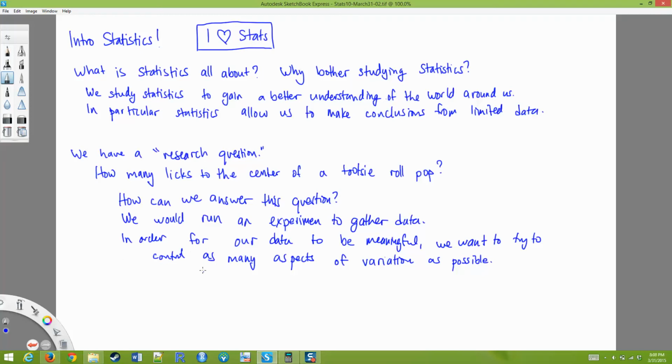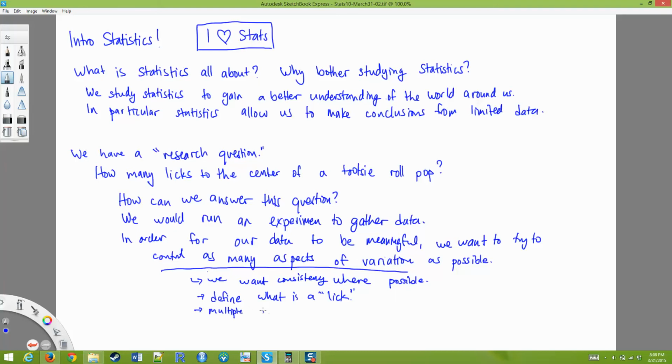So we want things to be consistent. Control the aspects of variation. That means we want consistency where possible. So probably that means define what is a lick. And we would want to gather as much data as possible. And probably this means we'll need multiple participants, multiple people. And each person licks multiple Tootsie Roll Pops, okay?